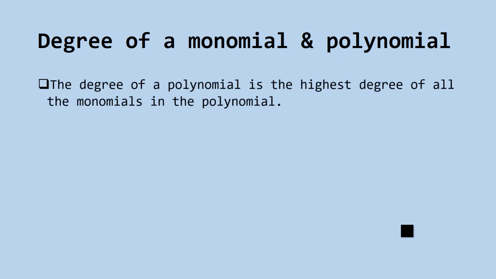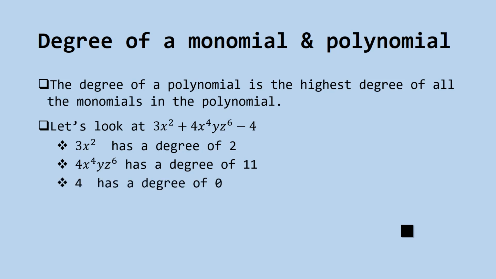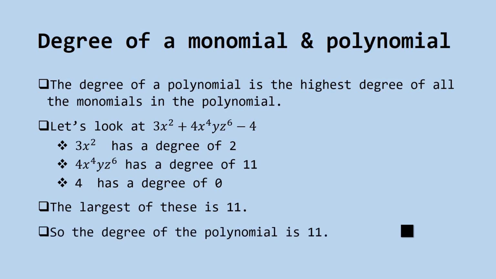Let's continue with the degree of a polynomial. It's the highest degree of all the monomials in the polynomial. Let's look at 3x squared plus 4x to the fourth, yz to the sixth, minus 4. We know that 3x squared had the degree of 2, 4x to the fourth, yz to the sixth had a degree of 11, and 4 has a degree of 0. The largest of these three is 11. So the degree of the polynomial is 11.